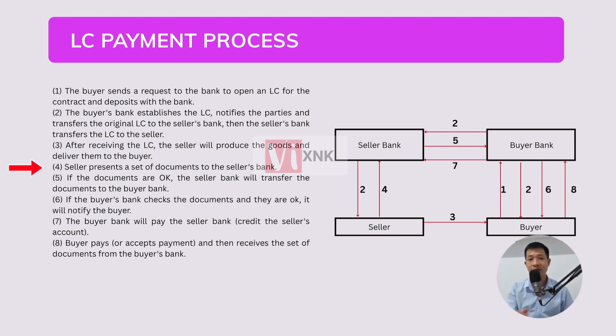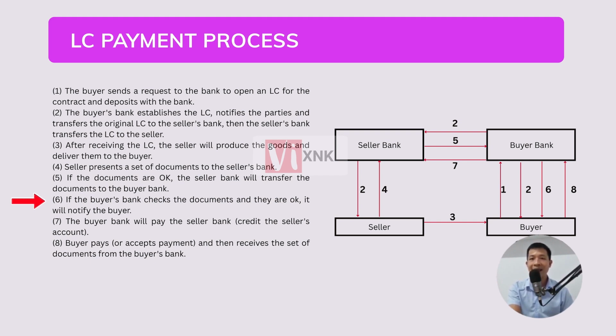And when the seller's bank receives this set of documents, they will review it according to the LC. If the documents are not in order, they will ask the seller to make adjustments so that everything complies with the LC and is valid under the LC. On the other hand, if everything is correct, what will the seller's bank do next? They will forward the entire set of documents to the bank of the buyer, which is the buyer's bank, also known as the issuing bank. And the next step, this is step 5, and the next step is step number 6.